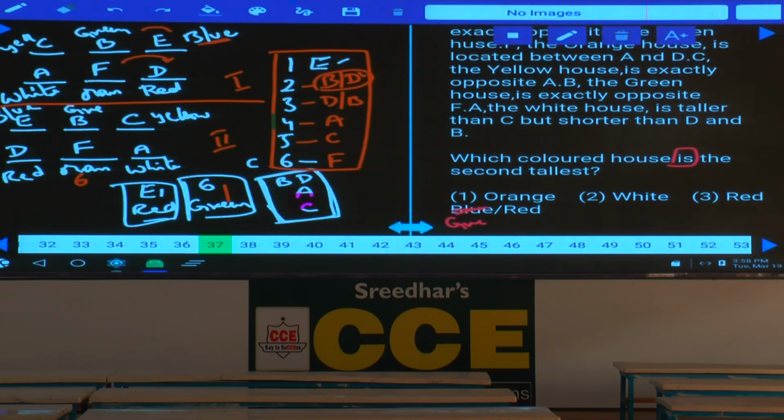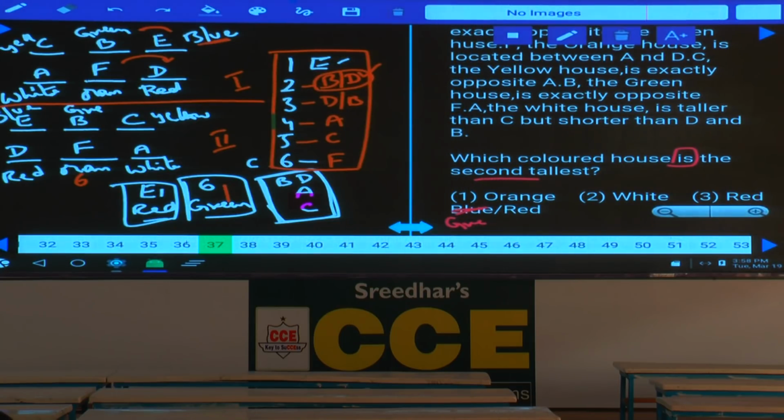The second tallest house can be either B or D. Now this B or D, what is the color of B? Either it could be green or it could be red. And the answer must be green or red, choice 5. Now B, what is B here? Which colored house is the second tallest?